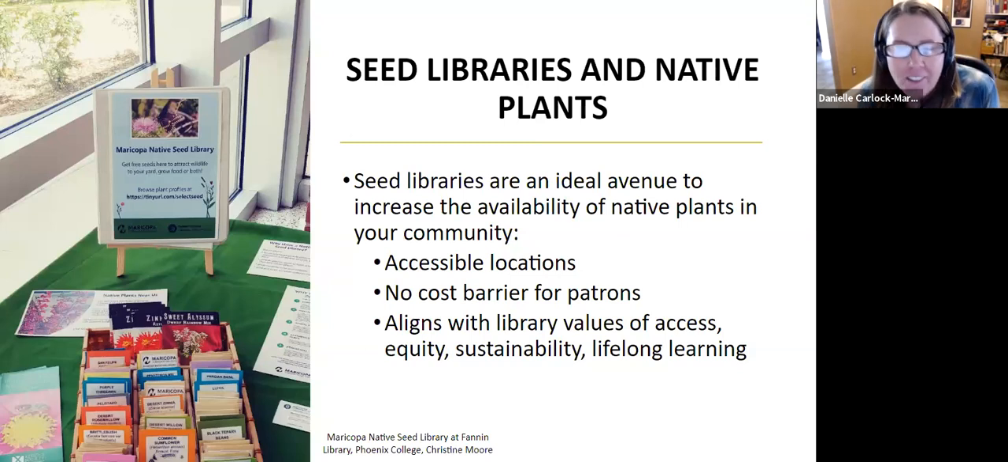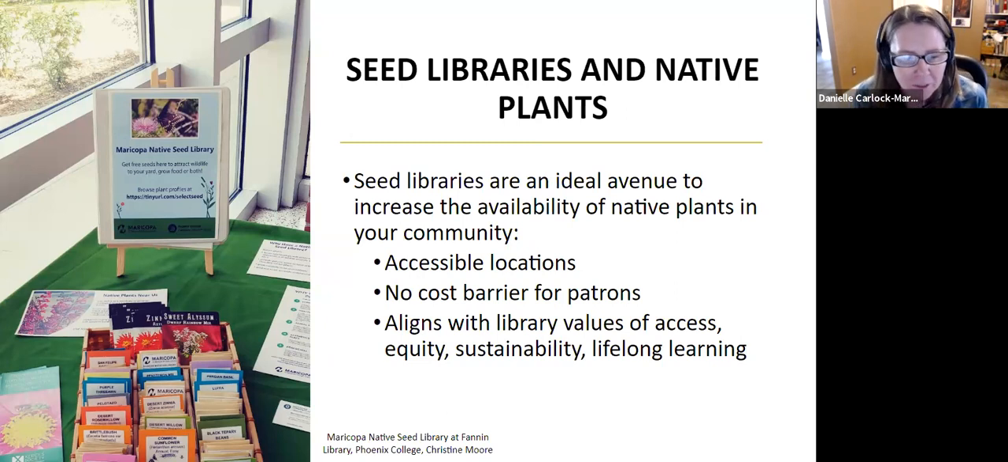As far as seed libraries and native plants, seed libraries are typically in traditional brick and mortar libraries, not always, but very typically. And so I think seed libraries are a great avenue to increase native plants in the community because they're accessible to the public. People are already coming to libraries for other things, so they can even have a chance encounter with your seed library.